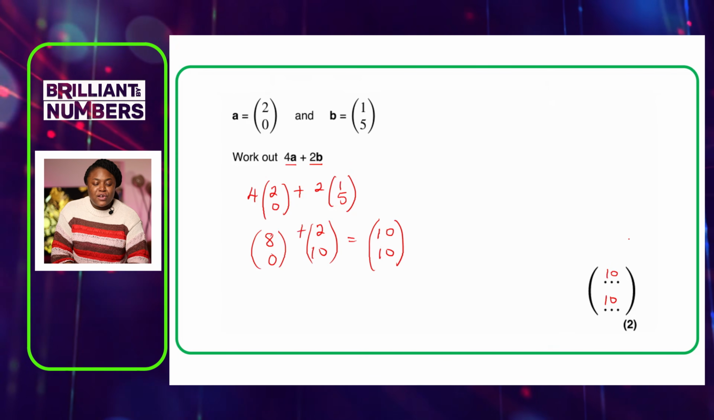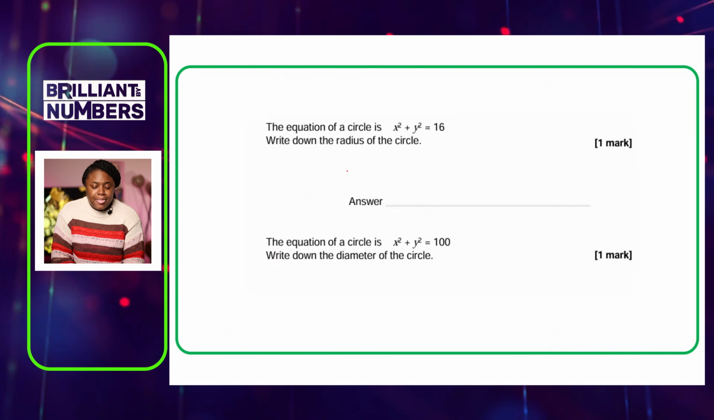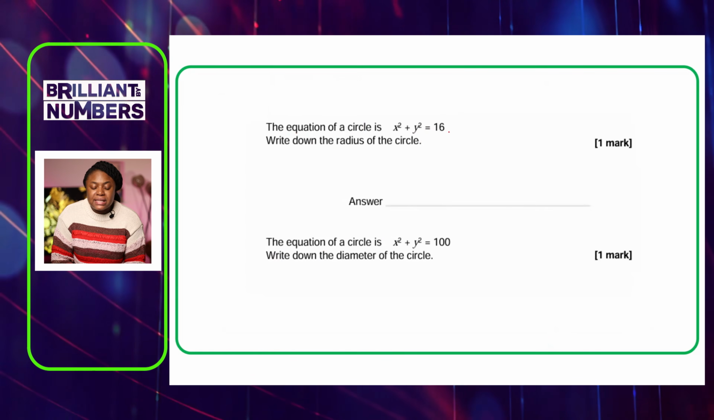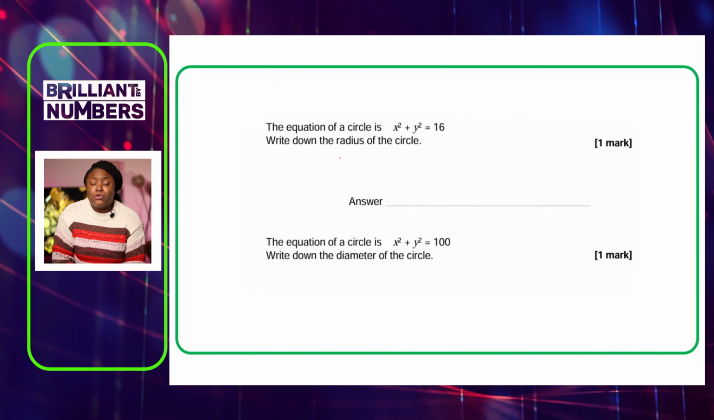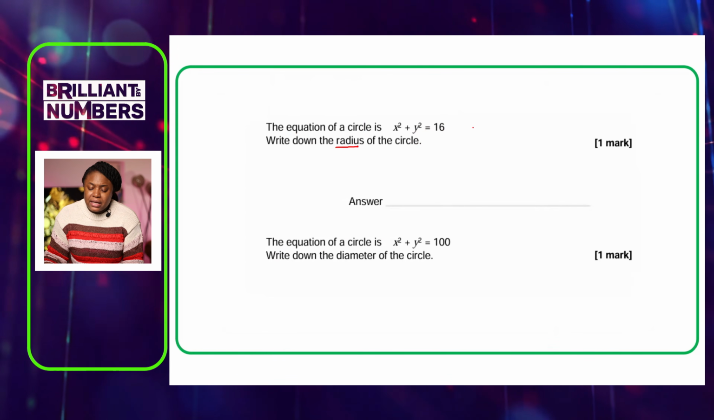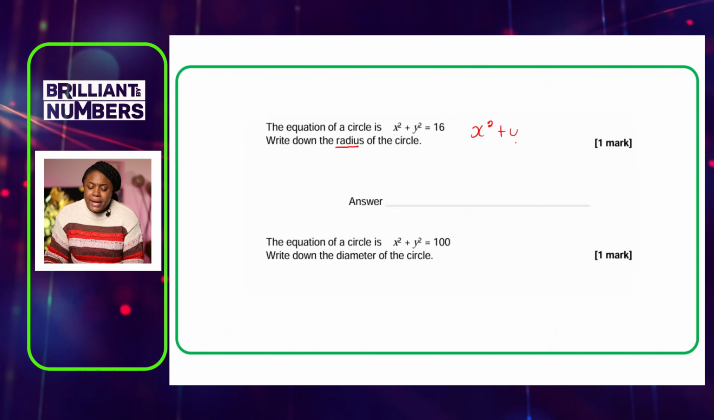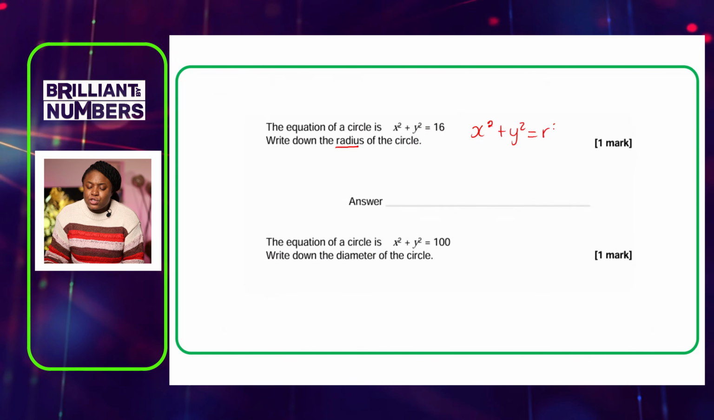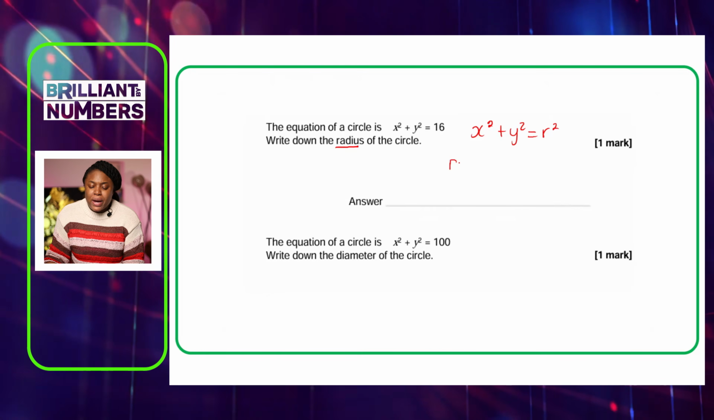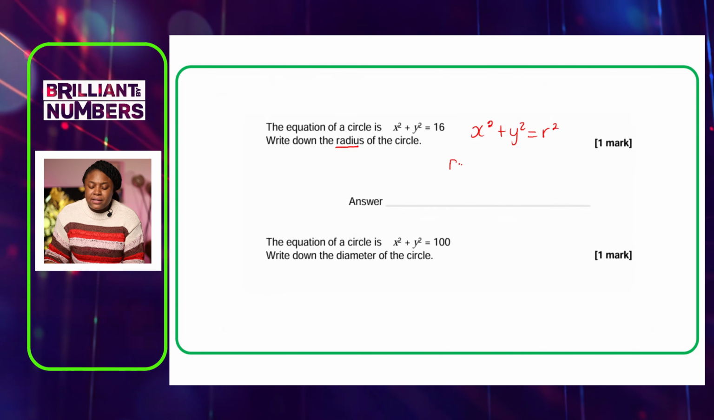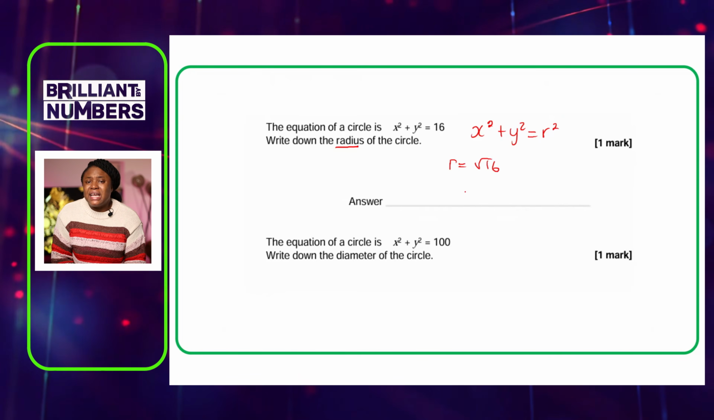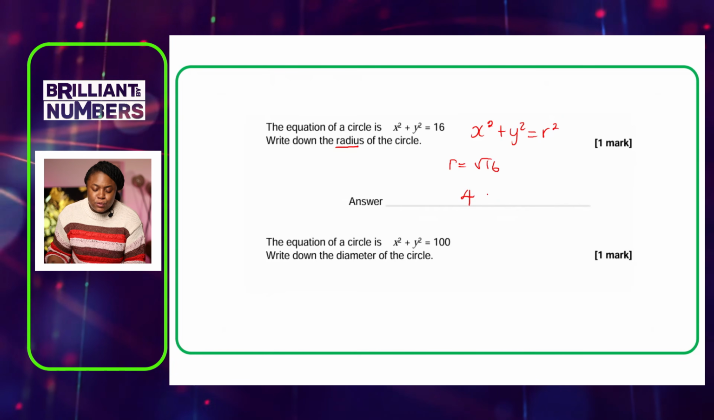Amazing. Moving along, we're told that the equation of a circle is x squared plus y squared equals 16. We're asked to write down the radius of the circle. Now remember, the equation of a circle is x squared plus y squared equal to the radius squared. So what we need to do to get the radius is to do the square root of 16, which is equal to plus or minus 4, but as it relates to length, it's just going to be positive 4.